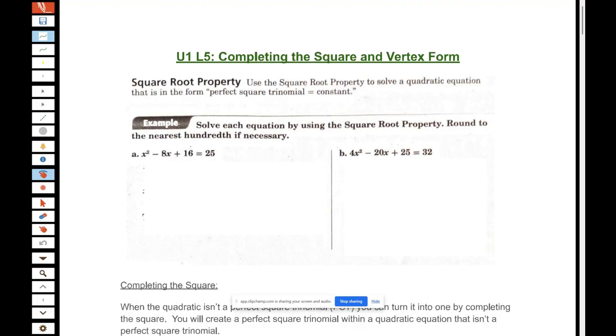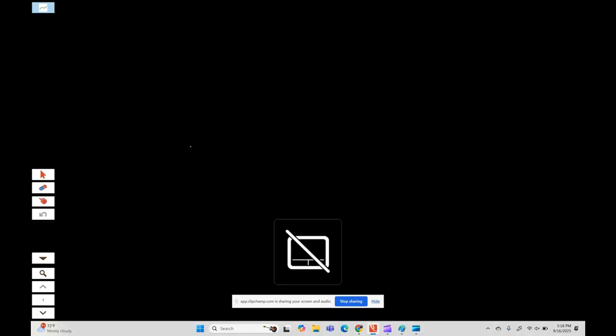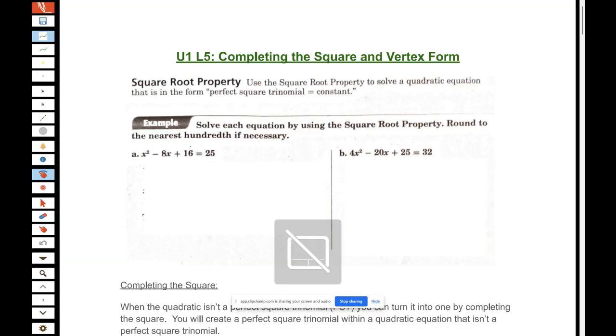Welcome to this video on completing the square and vertex form. I'm going to do this video in two parts. The first part is going to be on completing the square, and then the second video is going to be on vertex form of a parabola.